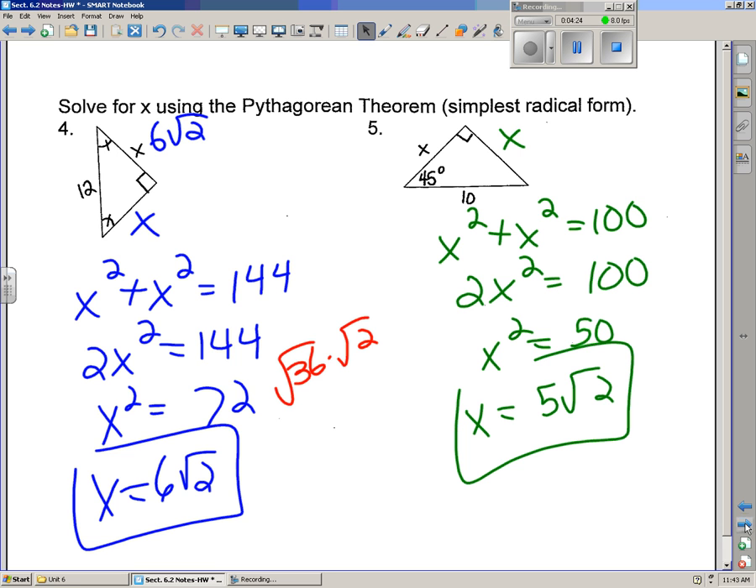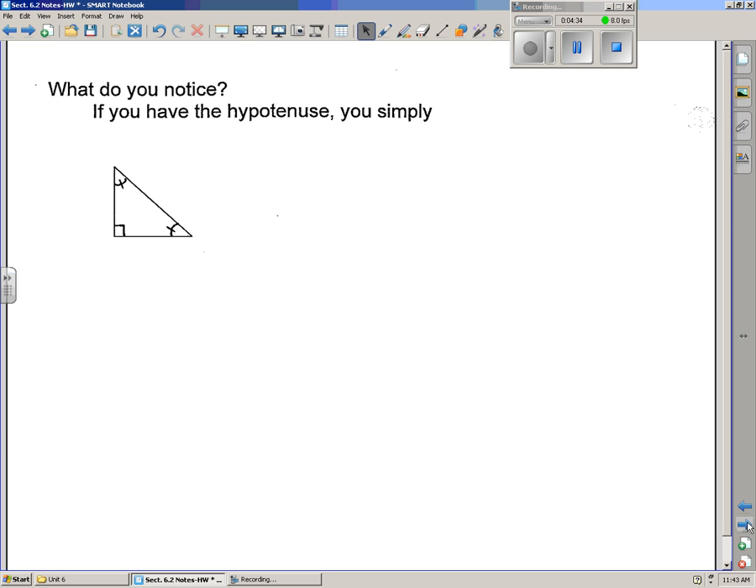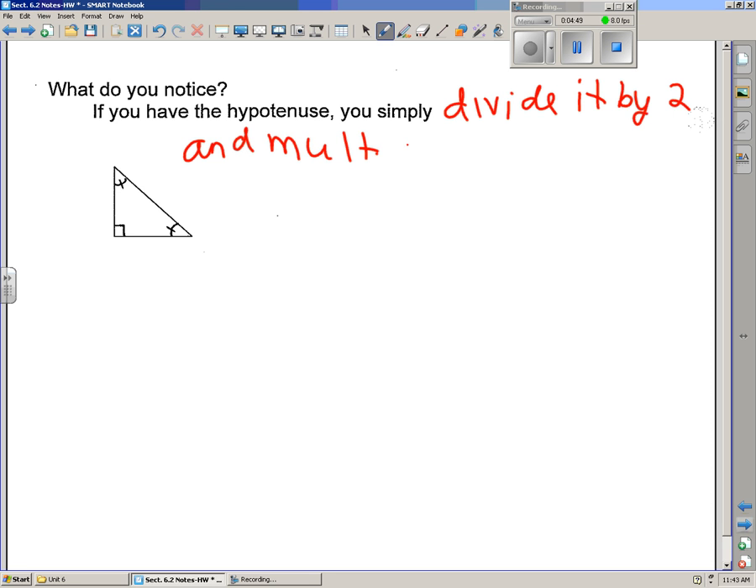What do you notice here? How are we getting from the hypotenuse to the leg? And hopefully what you're noticing is that if you have the hypotenuse, you simply divide it by 2 and multiply it by the square root of 2 to get the leg.